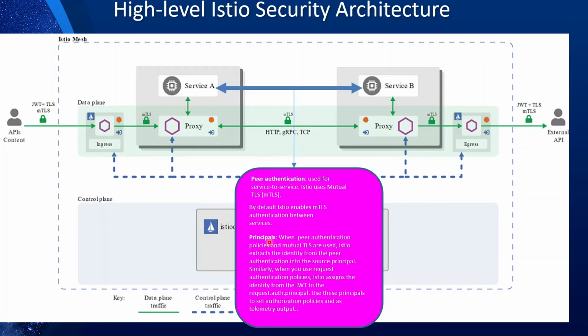Principals are important components of Istio, and those are basically the service account, depending on what component we are talking about. The service account that these services are running on is the principal for the services. And for the end user, the name on the certificate is the principal. And those principals we can use again for authorization.